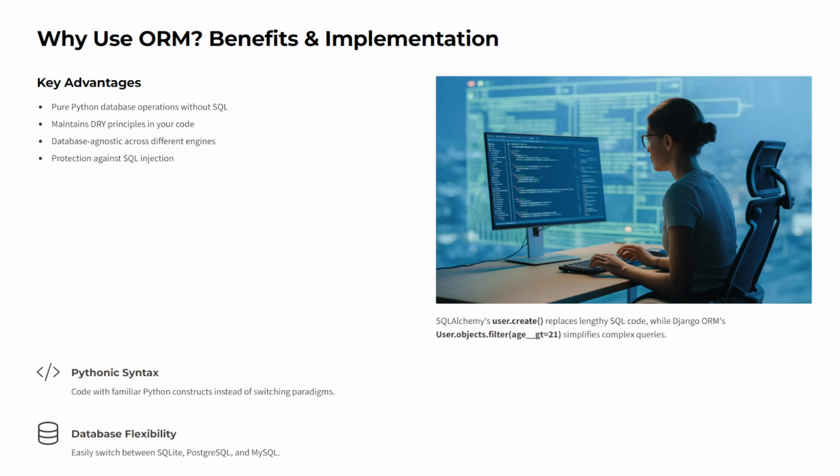SQLAlchemy's user.create method replaces lengthy SQL code, while Django's ORM's user.objects.filter(age__gt=21) simplifies complex queries. So that's it for this video on why you should use ORM.